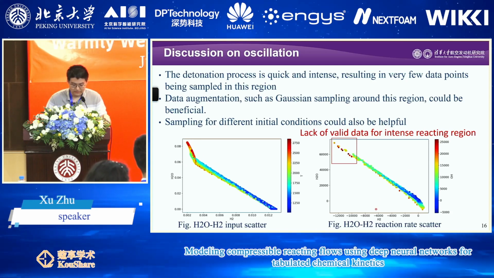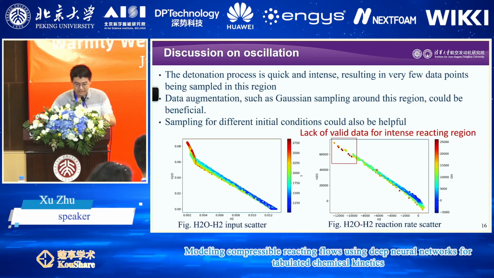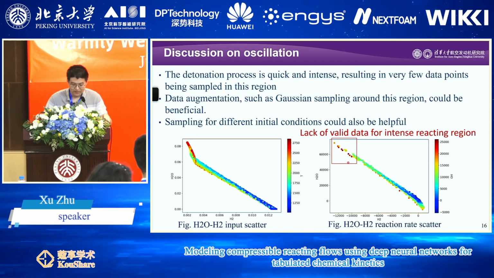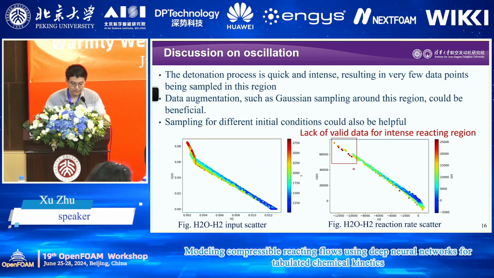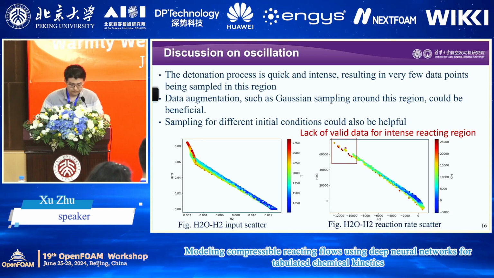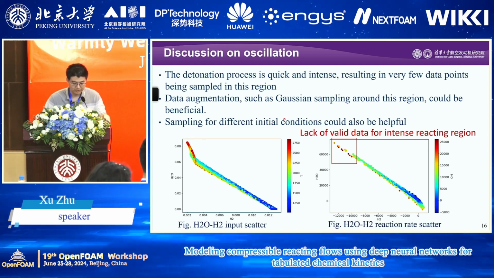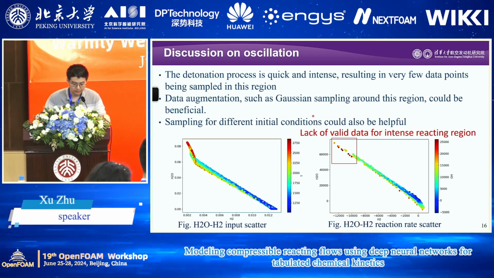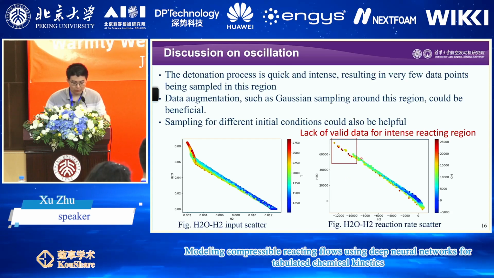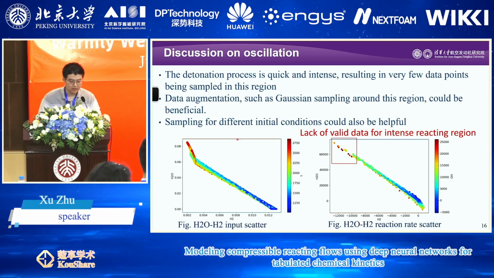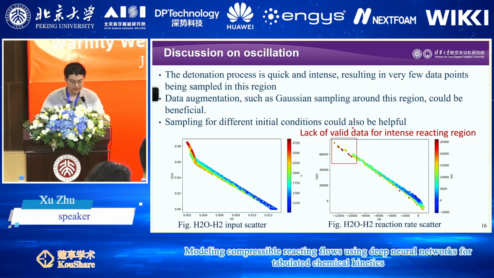The right figure is the reaction rate scatter. We can see that for the reaction region, because the detonation process is quick and intense, very few data points are sampled in this region. Two possible ways to mend this: the first is data augmentation, such as Gaussian sampling around this region, which could be quite beneficial. Or we can sample more data with different initial conditions, which could also be helpful. We will do that in future work.